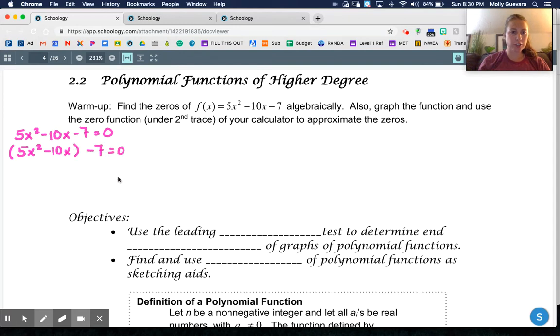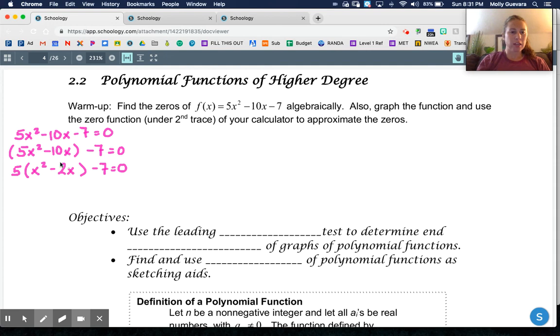And I'm for sure going to run out of room, but write as small as you can, okay? And then I don't want a coefficient in front of the x squared, so I'm going to factor out a 5. Okay, so there we go.